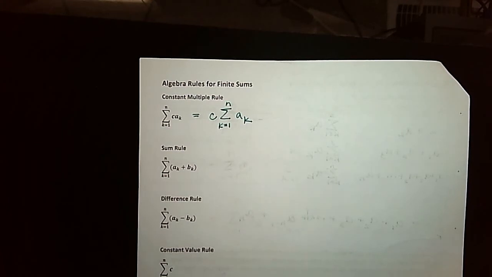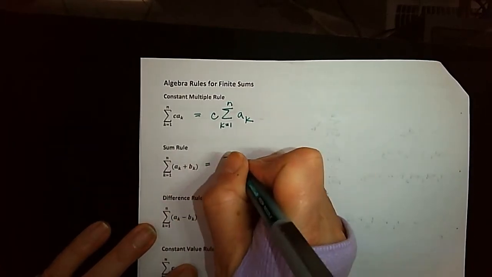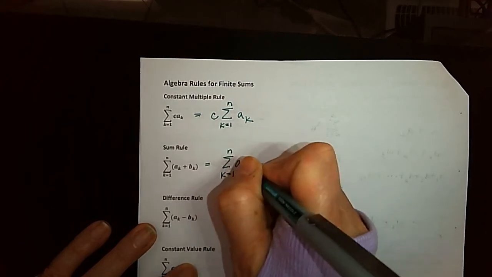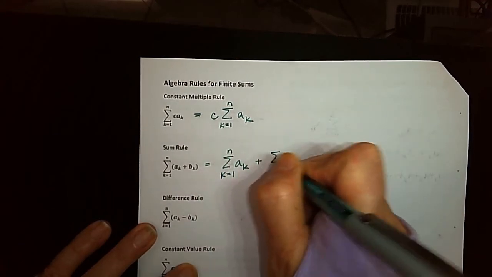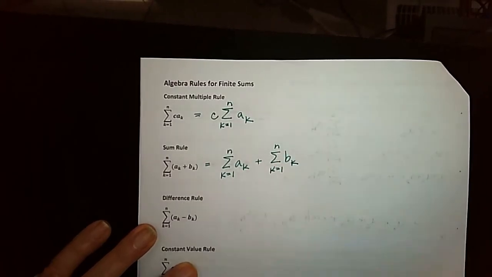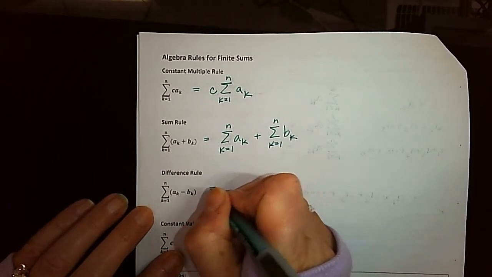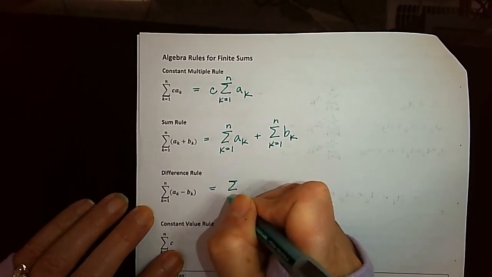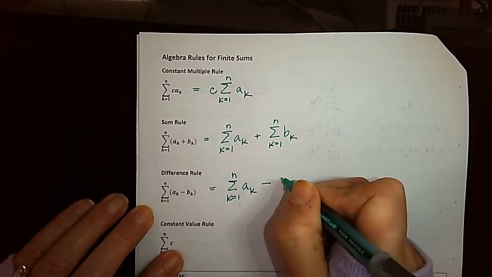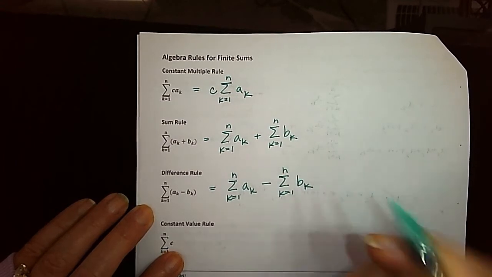The sum rule for summation is that you can pull them apart into two separate summations. So this could be k equals 1 to n of a sub k plus the summation k goes from 1 to n of b sub k. It works the same way for the difference rule here. So this would be the same as the summation k is going from 1 to n of a sub k minus the summation k is going from 1 to n of b sub k.